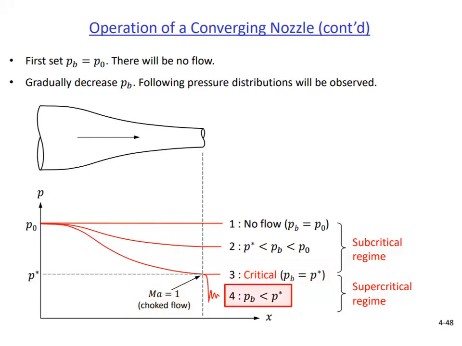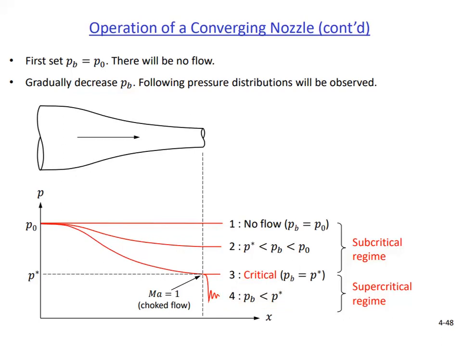If we decrease the back pressure below the critical pressure, the properties inside the nozzle and the flow rate would not change. The pressure variation inside the nozzle for cases 3 and 4 are identical. The exit pressure would still be the critical pressure and the exit Mach number would still be 1. We cannot have pressures lower than the critical pressure inside the nozzle of this setup, and the Mach number in the nozzle cannot exceed 1.